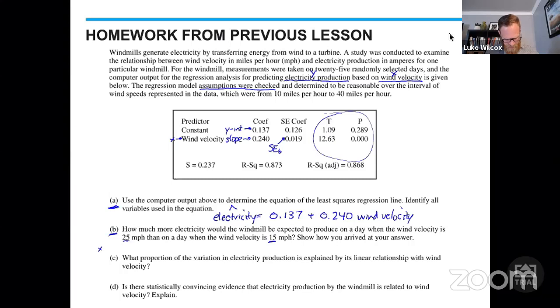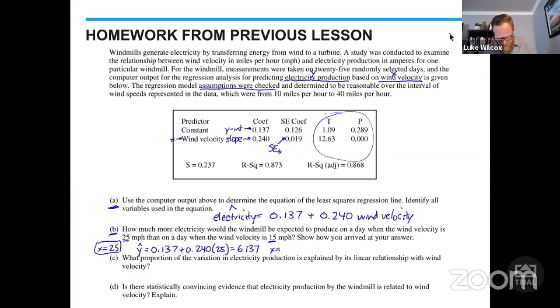Okay, the long way is to just go ahead and figure out what the predicted electricity would be for each one of these speeds. So let me start with a speed of 25 miles per hour. And I know I can predict the y value, or the electricity, using the line of best fit. So 0.137 plus 0.240 times the wind velocity. And we want to check that for a 25 mile per hour wind velocity. And that's going to give you about 6.137 amperes is the electricity that would be produced. Now that's for a 25 mile per hour wind.